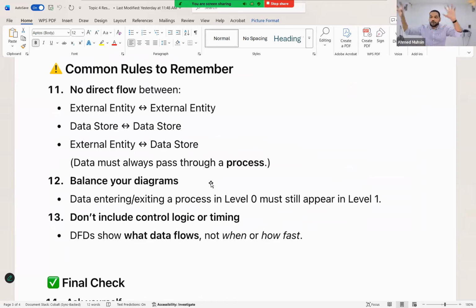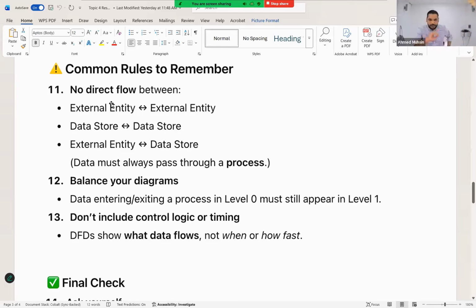Or, for example, if two sources are communicating, they have to go through a process. For example, the cashier is typing the barcode, the system is verifying it, then where is it being stored? It's being stored in the order database. But directly from cashier to data store, you can't. Everyone understands this, right?